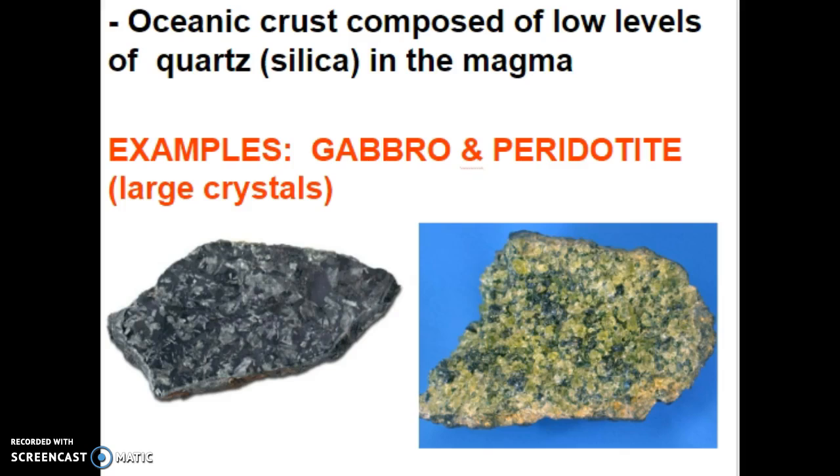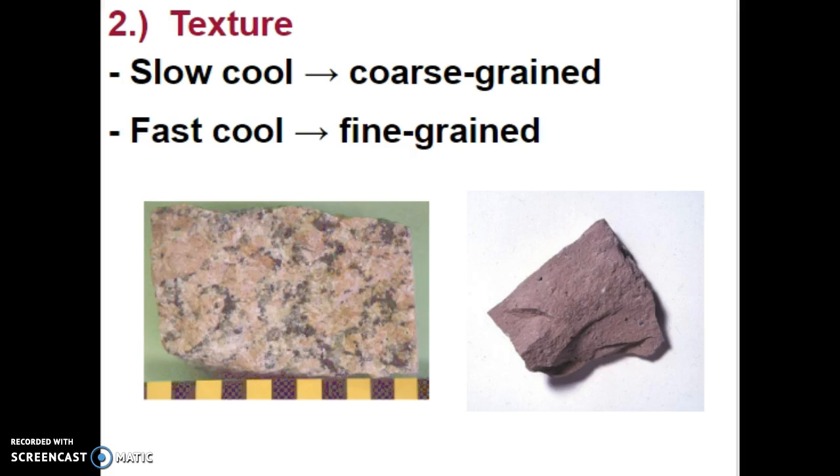If oceanic crust is composed of very low levels of silica in the magma, then we will get what's called either a gabbro or a peridotite. Again, these minerals are coming from low levels of quartz in the magma, so they're going to be very dark and very dense. So gabbro and peridotite are a low silica magma, also with large crystals, so they have a coarse-grained texture.